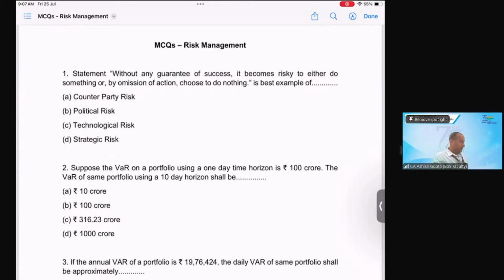Yes, Samanathan, your answer is correct. The option is strategic risk. Yes, Chitra, your answer is correct, beta. Very good. So the correct answer is option D. Second, just hold on, give me some time, other students are also trying.